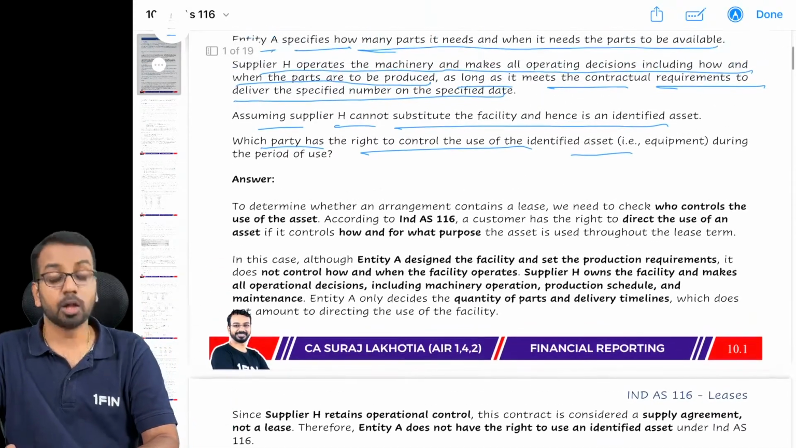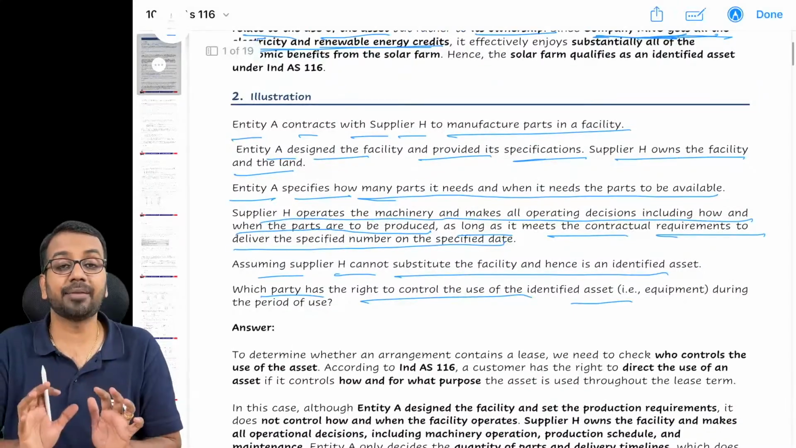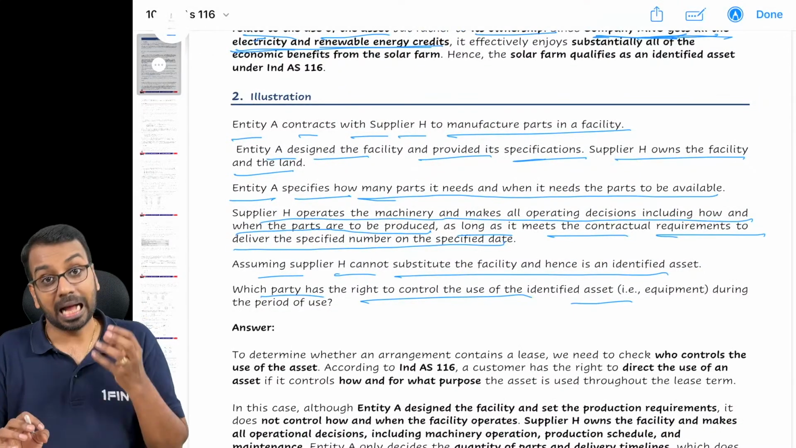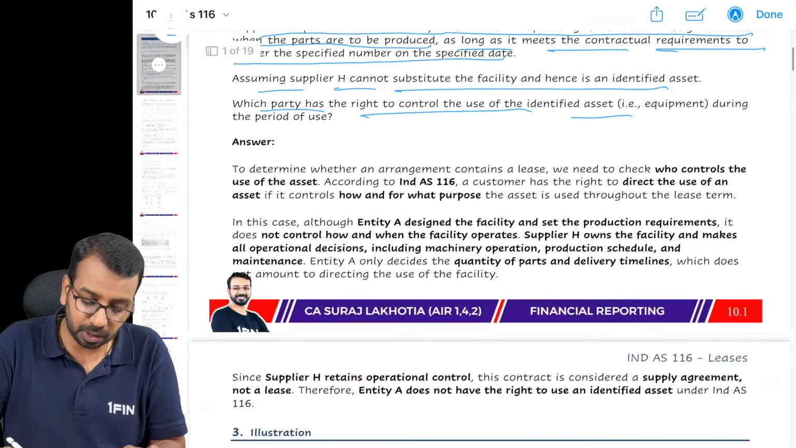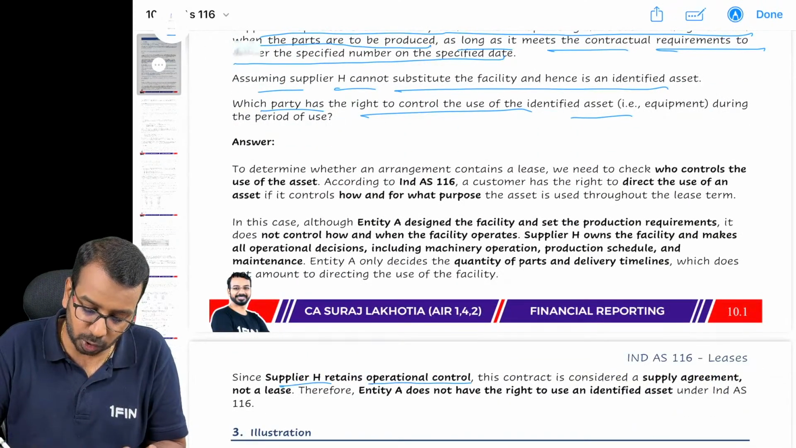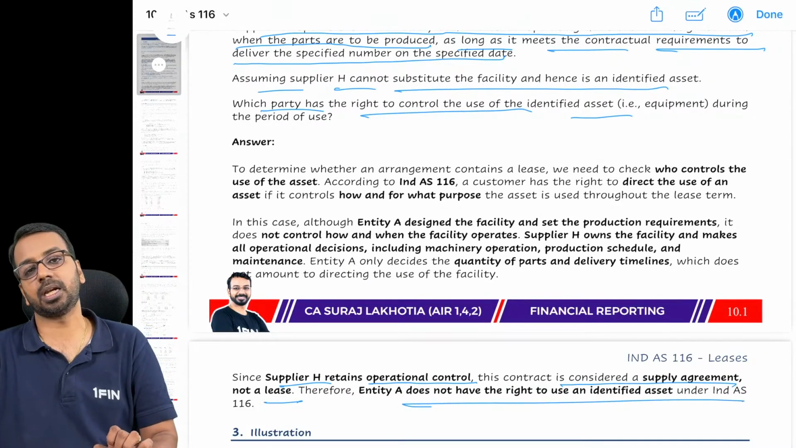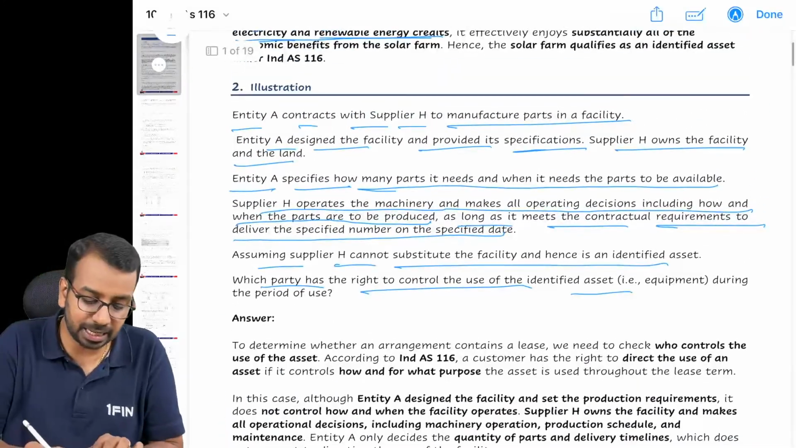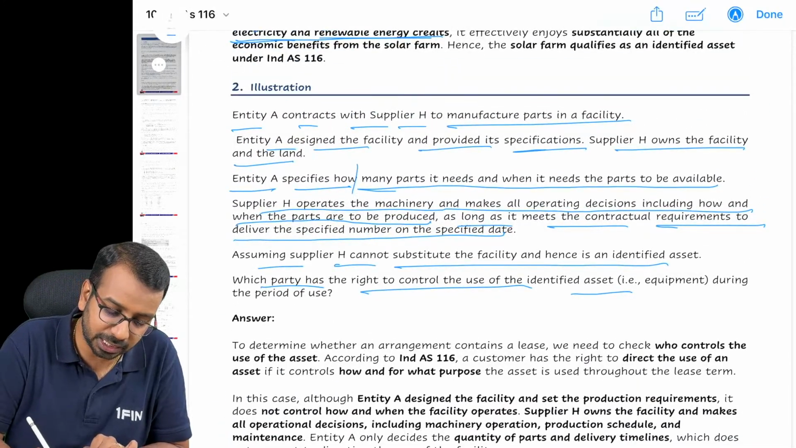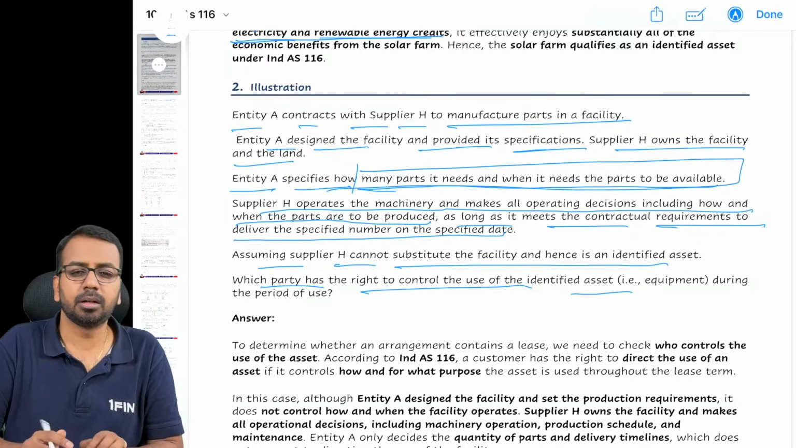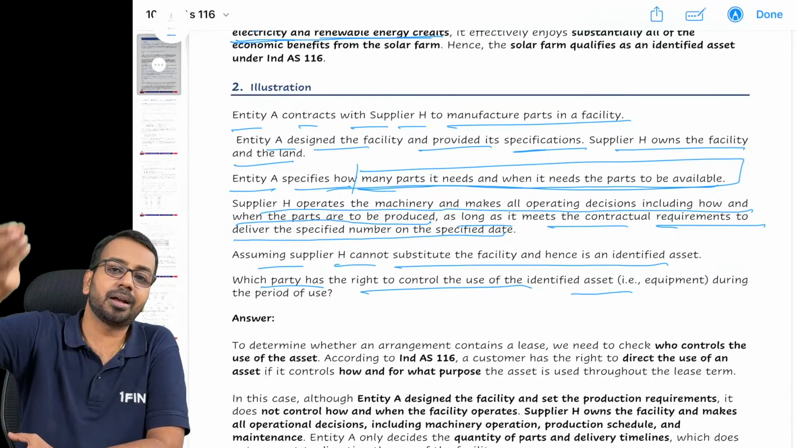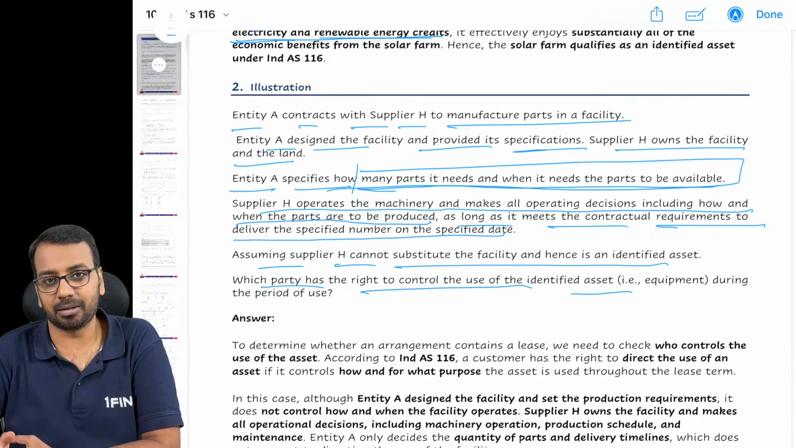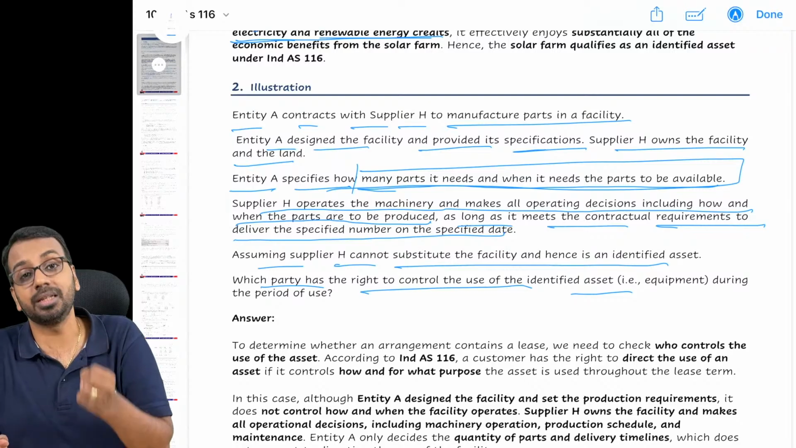Now here, who is controlling? See, I have said I need 100 units. After that, it is up to you to decide how to produce, when to produce and all of that. So, because supplier retains operational control, this is more of a supply arrangement and there is no right to use an identified asset. We are just telling how many parts we need and when we need it. Like in case of a normal purchase or sale transaction, you tell the supplier, I need this part on this particular date. That does not make the contract a lease arrangement.